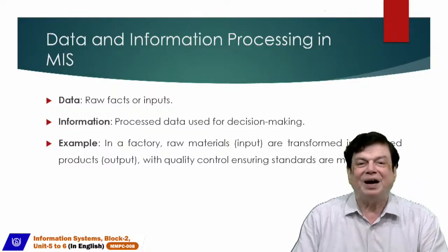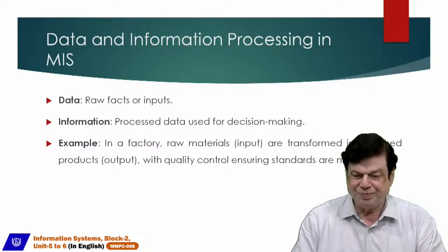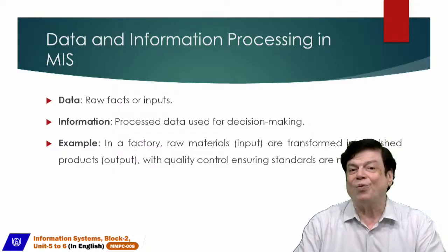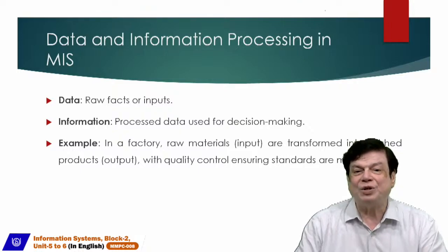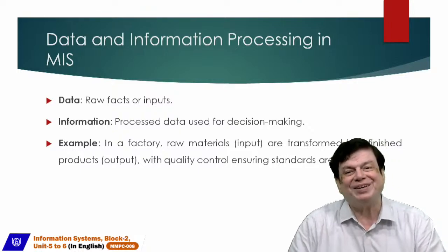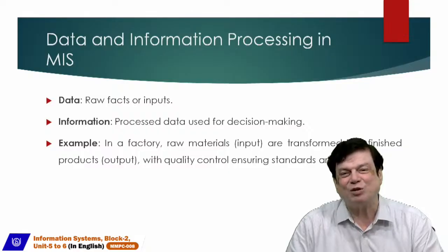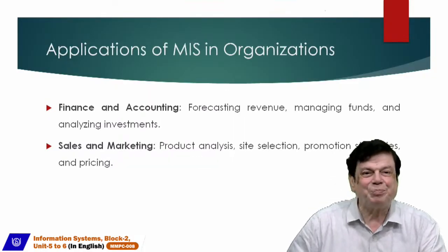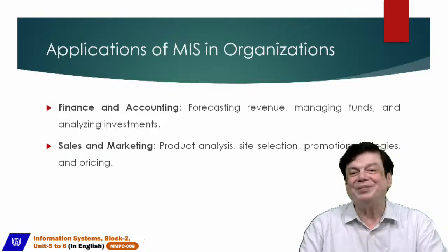They have given an example also in a factory: raw materials are input, by which finished goods are manufactured, transformed into finished products as output with quality control, ensuring standards are met. The standards of a product are met, that is quality control, the quality of the product should be okay.